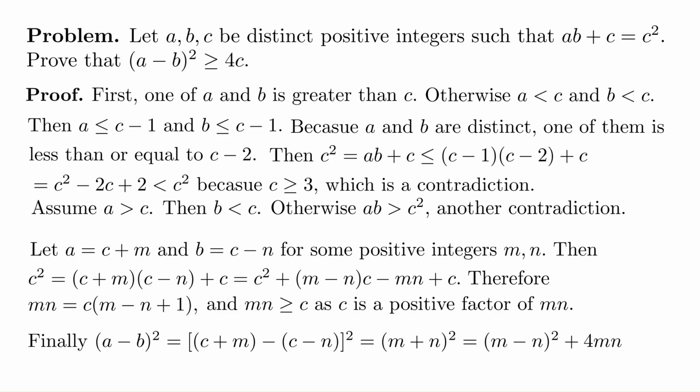The rest is straightforward. (a − b)² is (c + m − c + n)². That is actually (m + n)², which is further equal to (m − n)² + 4mn. (m − n)² is greater than or equal to 0, and 4mn is greater than or equal to 4c. The proof is done. Thank you for watching.